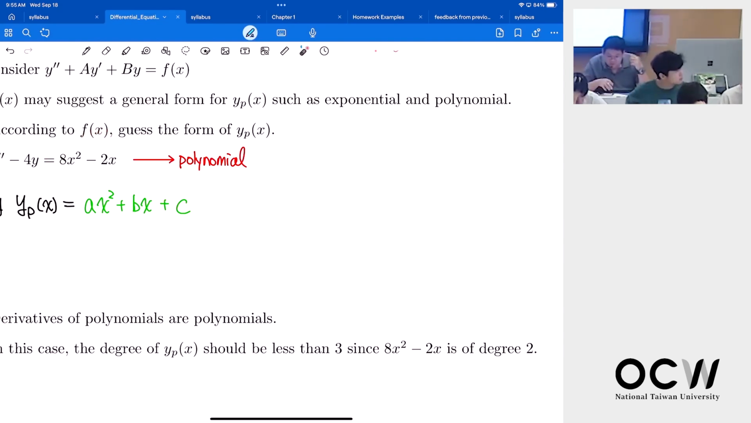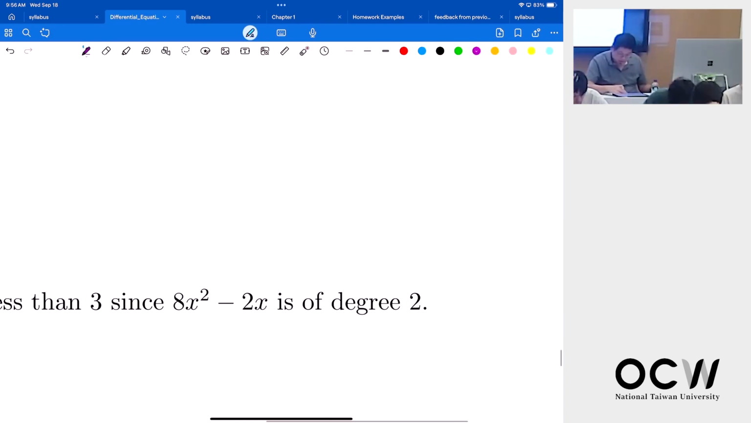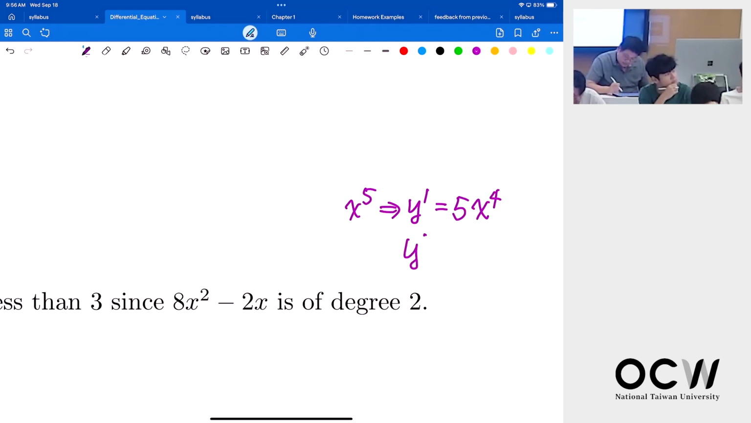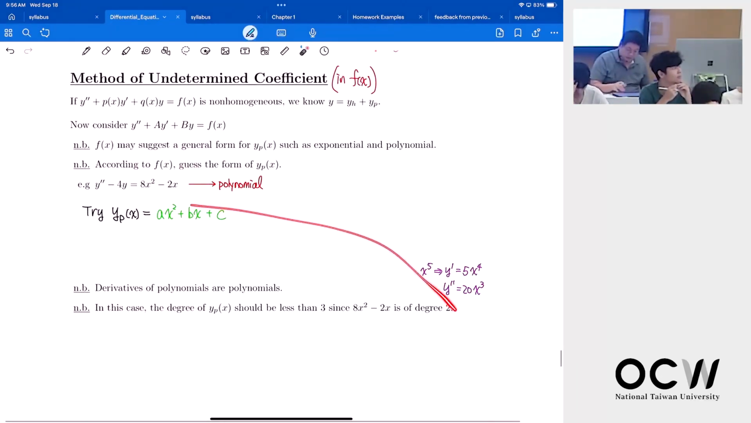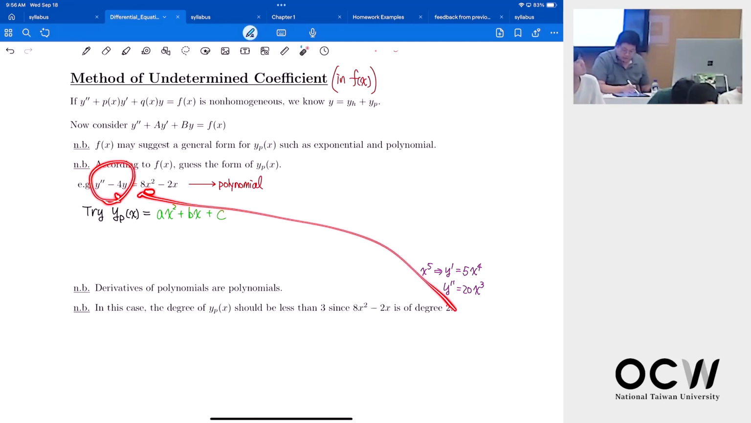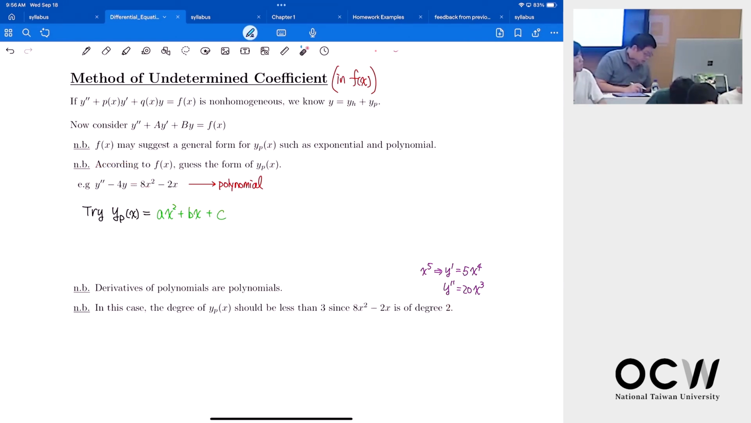Okay. So suppose if you have x to the 5, then y prime is 5 times x to the 4th. Y double prime is 20x cubed. And you see that those order, the degree, is greater than 2. Then I cannot compare. I cannot bring this back to my original equation, because there's no x to the 5 or x to the 4th or x cubed. Okay.